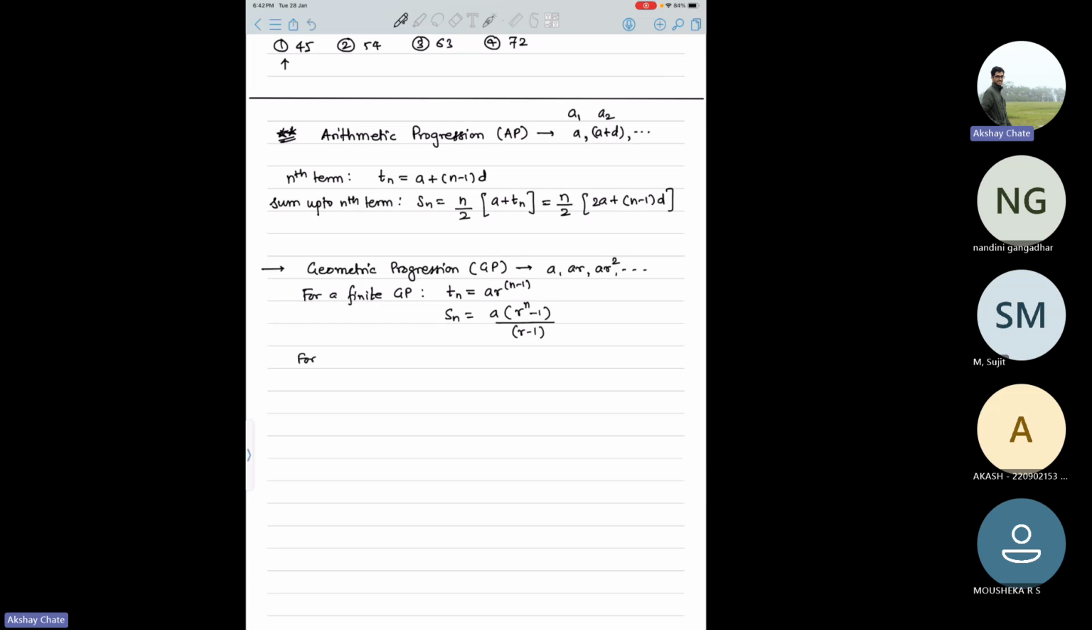Then for an infinite geometric progression, this Tn formula remains the same, but this is 1 minus r, and your mod of r, I think, should be less than 1, something like that. Basically, the idea is, if your r, which is called the common ratio, is greater than 1, the series won't converge. It is a divergent series, so you will not have a finite sum. You will have a finite sum only when it is a convergent series, and this condition is basically making sure that it's a convergent series. Okay, so those things are there.